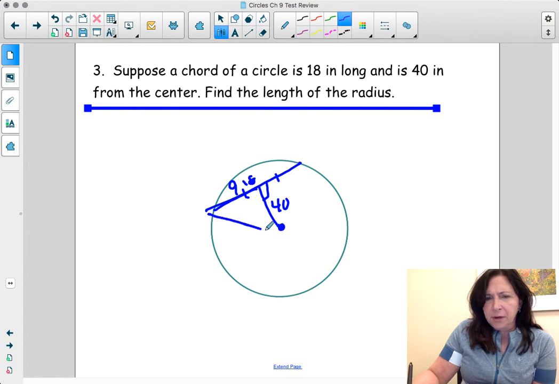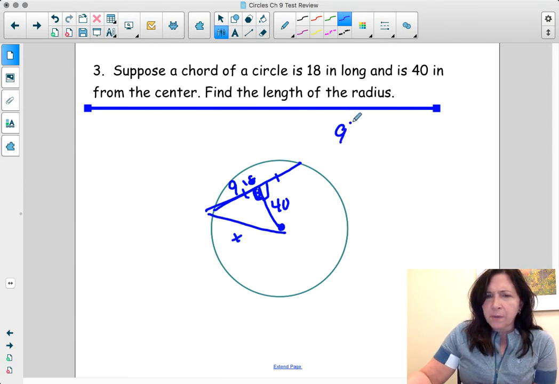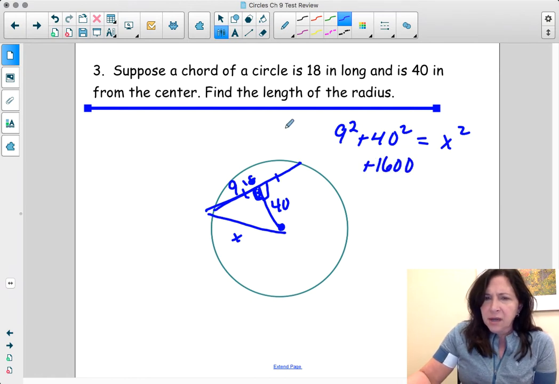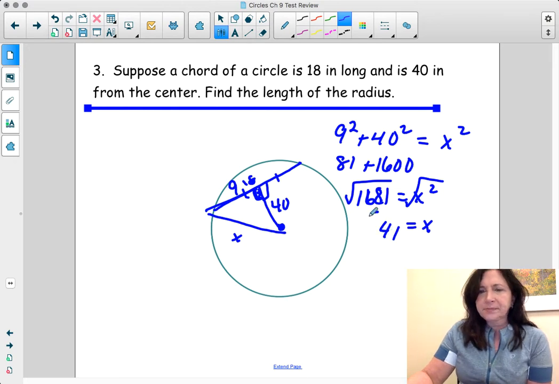For this problem, all we have to do is use the Pythagorean theorem. If this is the right angle right here, that means this is my hypotenuse. We're going to call that x. So we would just go 9 squared plus 40 squared is equal to x squared. 40 squared, which is 1600, plus 81 is going to be 1681, which is equal to x squared. And then when you square root both sides, you get x equals 41. Okay.